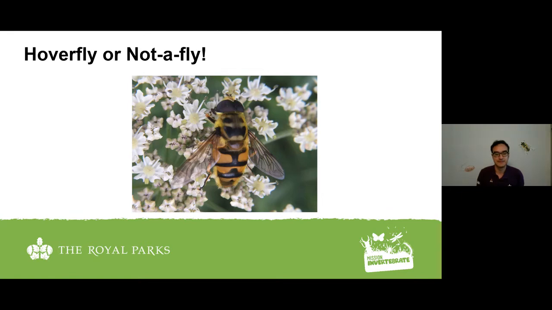Okay, so we're starting to get answers through. Who reckons it's a hoverfly? Great. Yes, this is a hoverfly. This is a hoverfly called the Batman hoverfly.